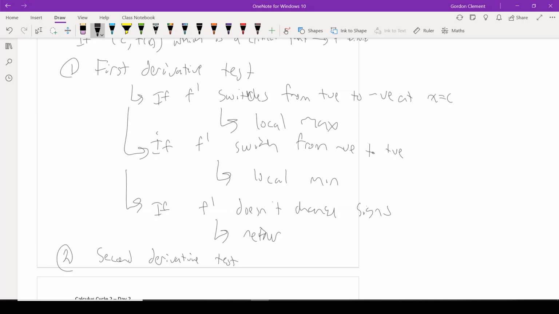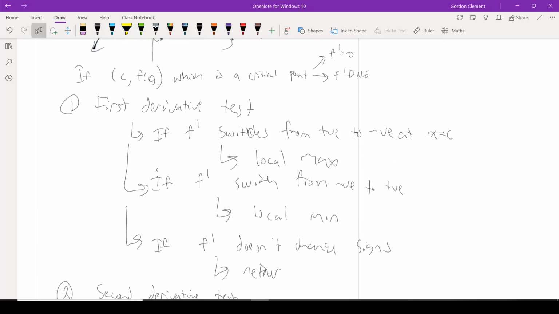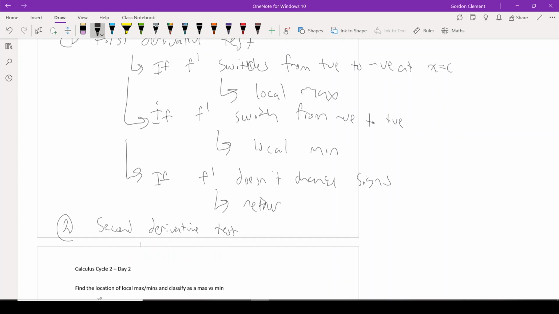So same setup, we have a point on the graph, which is a critical point. This one you just plug into the second derivative. So if the second derivative at C is positive, you have to think, well, if it's positive, it would be concave up. If it's concave up, it would look like that. We're going to get a local min at that value. If it's negative, it's concave down. If it's concave down, it might look like that. Then you know it's going to be a local max.